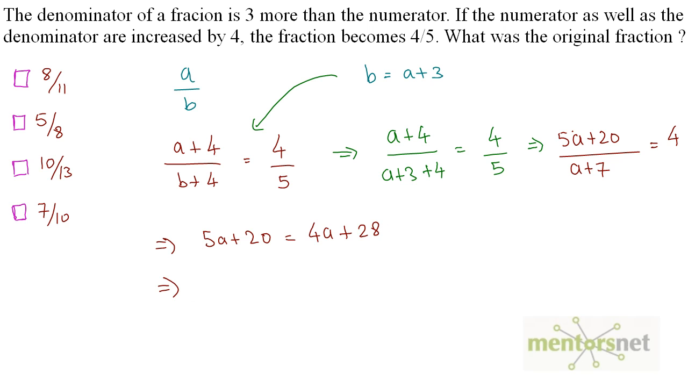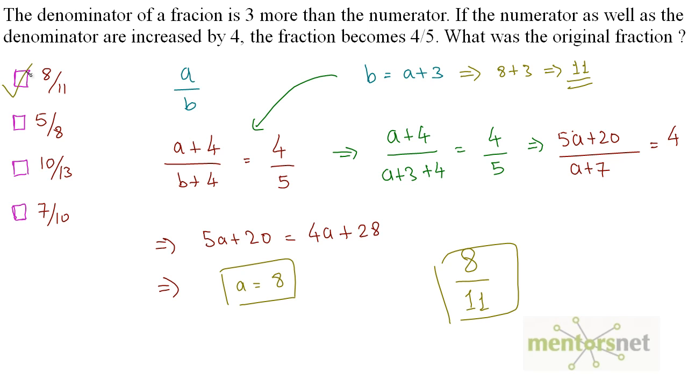So 5A minus 4A is A, equal to 20 moves to the right hand side, so it becomes 28 minus 20, and 28 minus 20 is 8. So A's value is 8. We can find out the value of B, which is equal to A plus 3. So B is equal to 8 plus 3, and that is 11. So B's value is 11 and A's value is 8. So the fraction is 8 by 11. So the answer is option A.